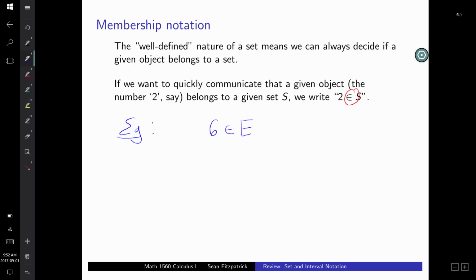6 is an element of the set E. 6 belongs to E. There are a number of ways you can write it. All of them tell you that 6 is an even number.